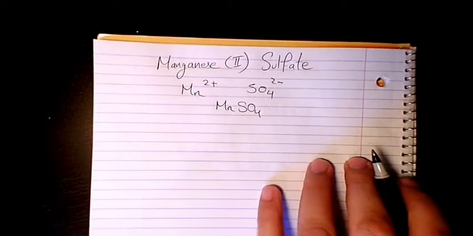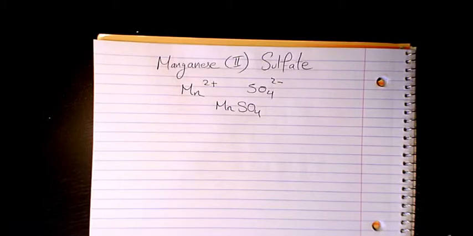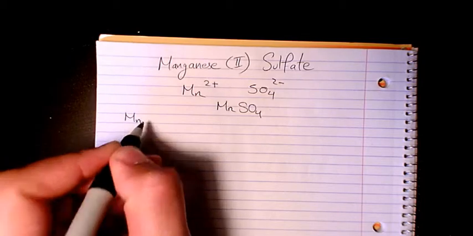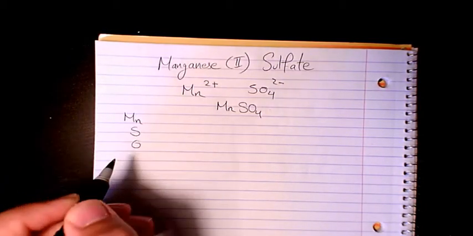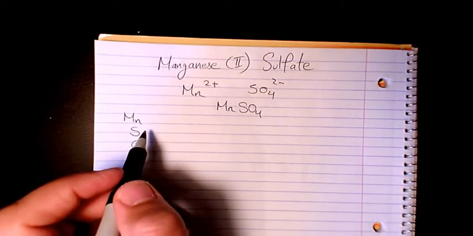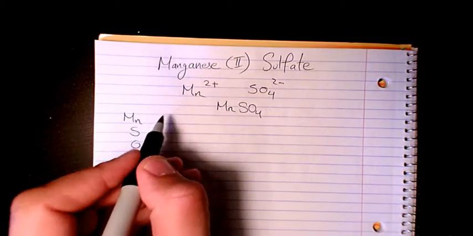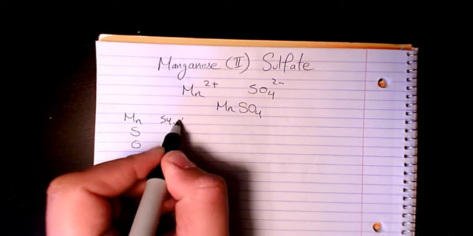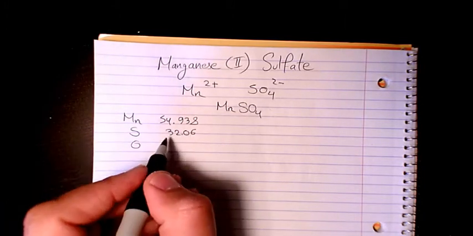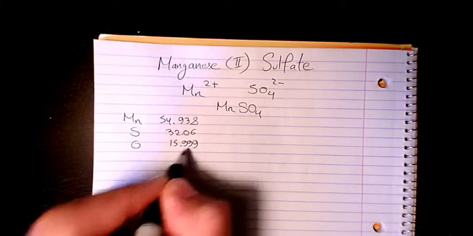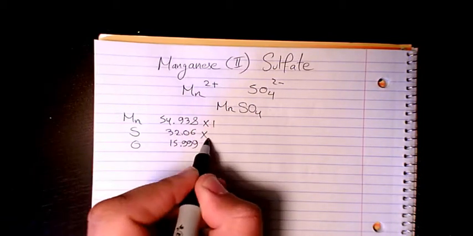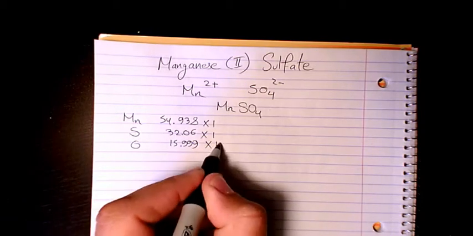Now I want to show you how to find the molar mass or molecular weight of MnSO4. The first thing, I need to list all the elements: Mn, S, and O for manganese, sulfur, and oxygen. Then I need to find out the atomic mass of each of these elements. Mn is 54.938, sulfur is 32.06, and oxygen is 15.999. How many atoms do we have? For manganese we have just 1, sulfur we have just 1, and oxygen we have 4 of them.